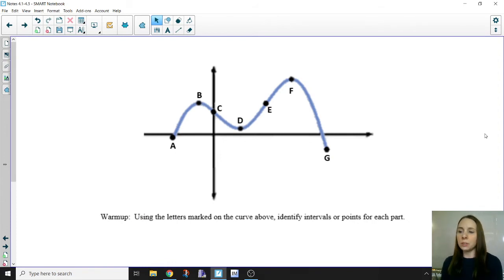So what I want to do in this warm-up is start by talking about some basic things that you need to be able to identify on a curve of a function, or that you need to eventually sketch for yourself.